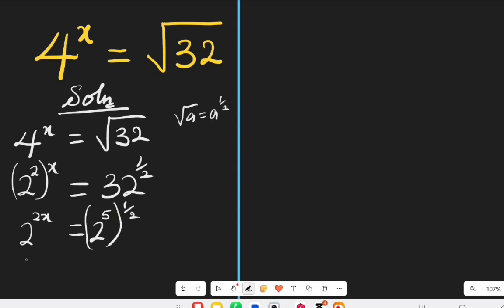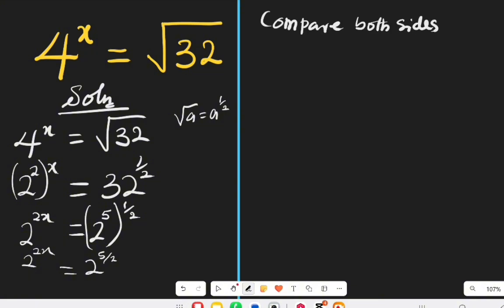We continue, we have 2 raised to the power of 2x equals 2 raised to the power of 5 times half, which will give us 5 over 2. Then we compare both sides. When we compare both sides, 2 will cancel 2, left with 2x equals 5 all over 2.